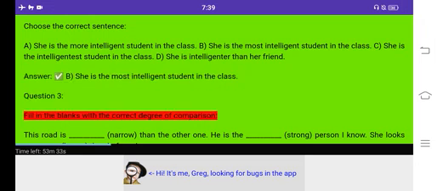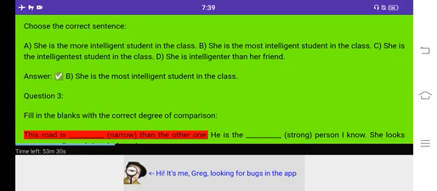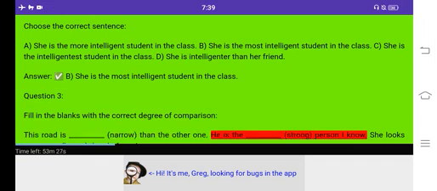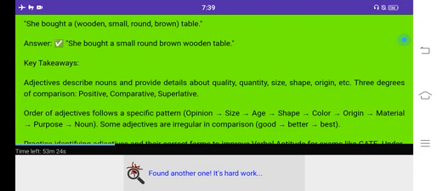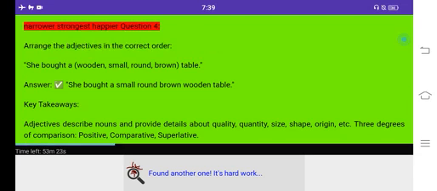Question 3. Fill in the blanks with the correct degree of comparison. This road is blank, narrow than the other one. He is a blank, strong person I know. She looks blank, happy than before. Answers. Narrower, strongest, happier.